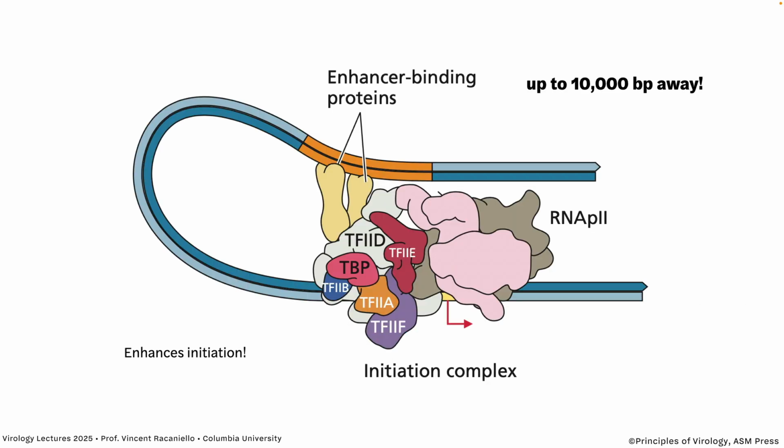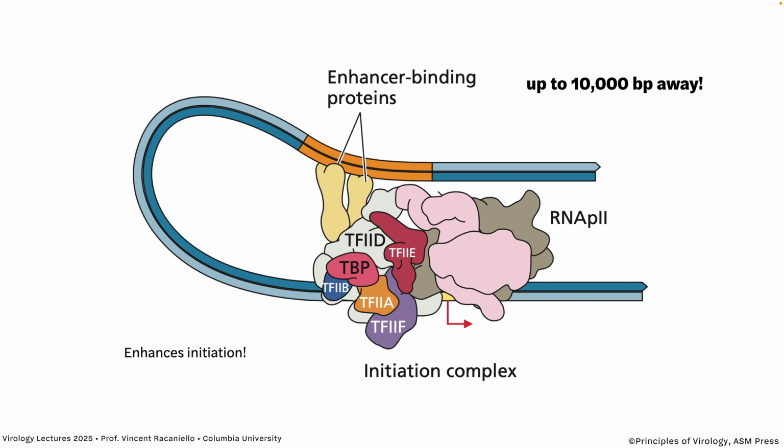So there are some very long-distance regulatory sequences called enhancers. And this is how they work. So here's a DNA, and there is your initiation complex. There's your RNA polymerase 2 and all these other proteins that need to bind, and there's your transcription initiation site. There are distal sequences that can be up to 10,000 base pairs away. They're called enhancers because they enhance initiation.